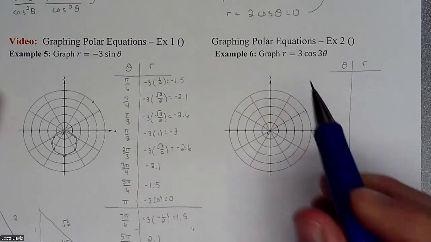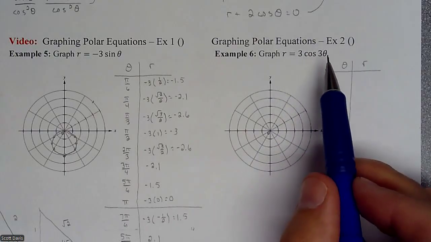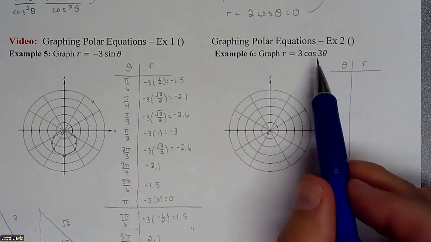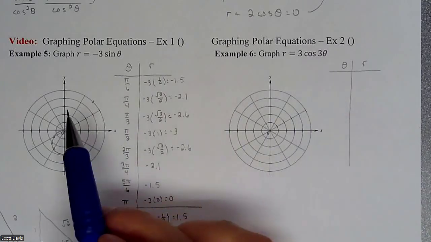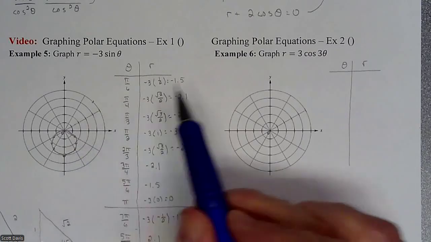In this video, we are going to be graphing a polar equation. We are graphing 3 times cosine 3 theta. That 3 theta is going to mess with something a little bit. It's going to be a little bit different than what we did on this previous problem. This one just kind of created a circle.